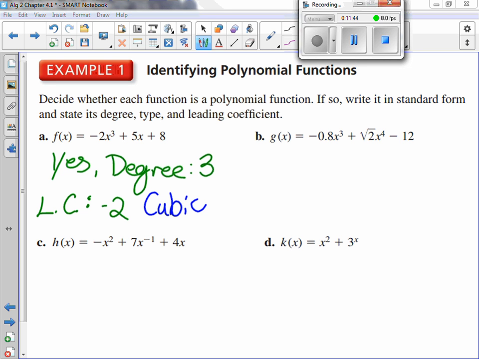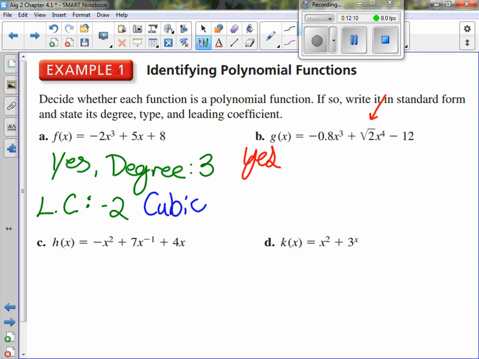Exactly. Because this radical stops, it would be tempting to say that it's not. But if we look at this radical, it stops before x to the 4th. So it might be tempting to say no, but because x to the 4th is not under the radical, this will be a polynomial function. Yes. Now, if that extended over to x to the 4th, then no.